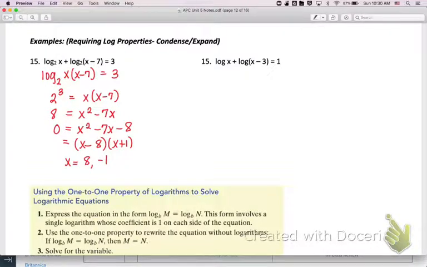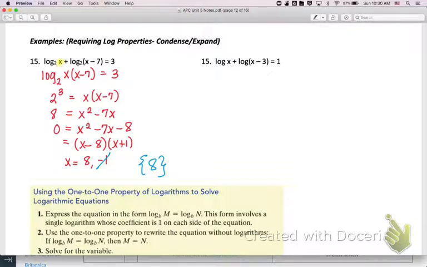But we can't just assume that those are going to work. We have to check. So if we check with 8, log base 2 of 8, that's fine. In here, it would be log base 2 of 8 minus 1, which is 1, also fine. Now, if we do this again and check with negative 1, if I plug into the first one, right away I get log base 2 of negative 1. That is not allowed. We cannot take the log of a negative. So that means that even though we got 2 solutions, there's only one viable solution in our solution set.